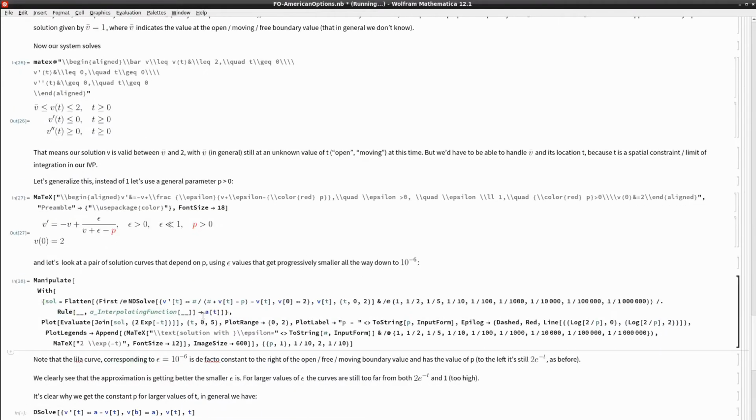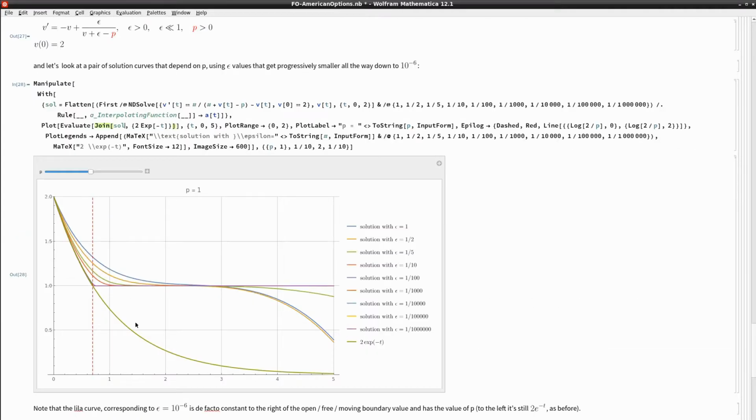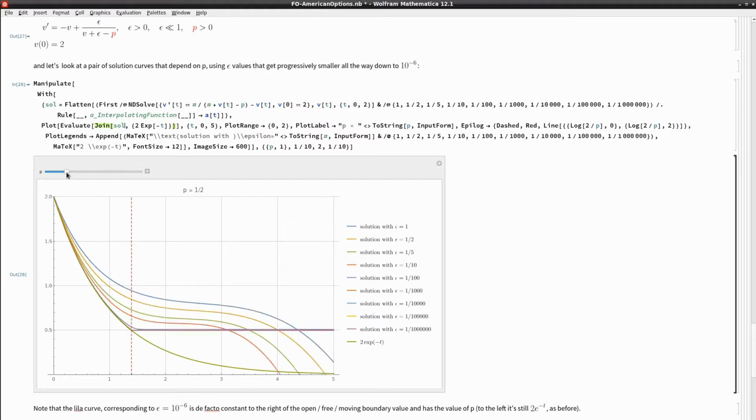And now let's look at a pair of solution curves that now depend on p. And we're using epsilon values that get progressively smaller all the way down to 1 over a million. So we do it with this Manipulate. And you can see that as we change p, we are getting different levels of p to the right of our moving boundary value problem. And to the left, it is the function that we had before.